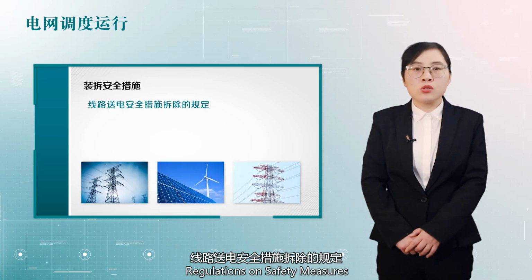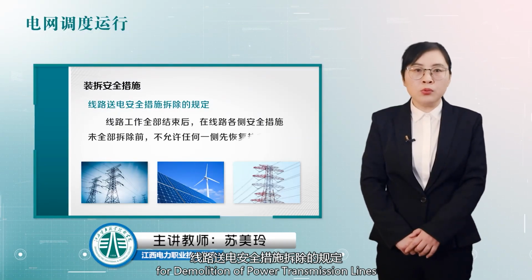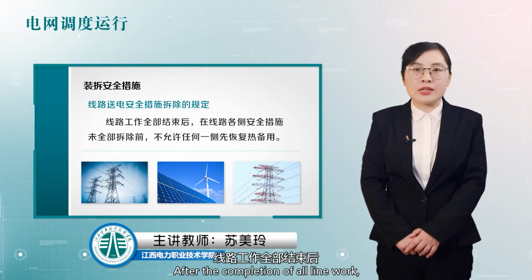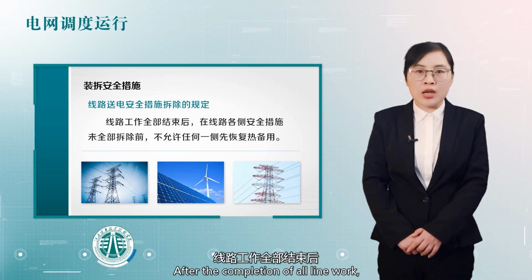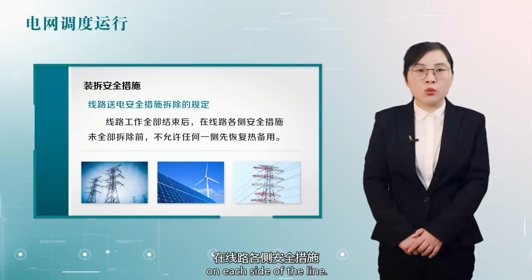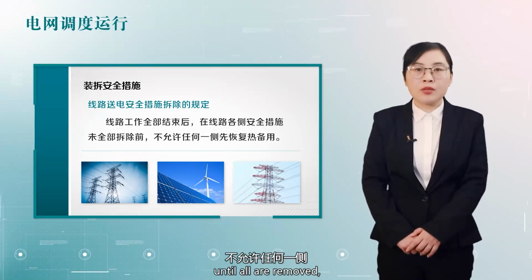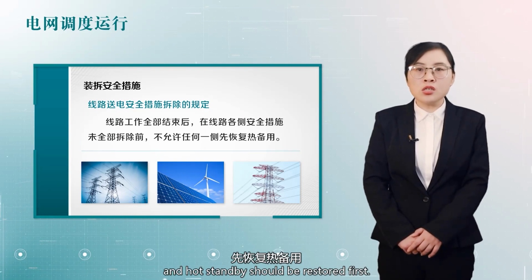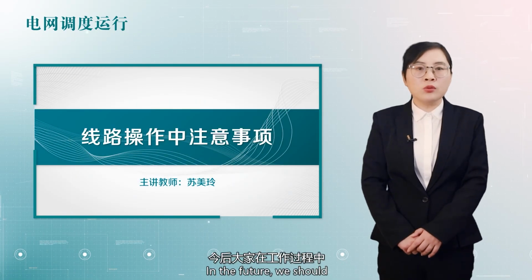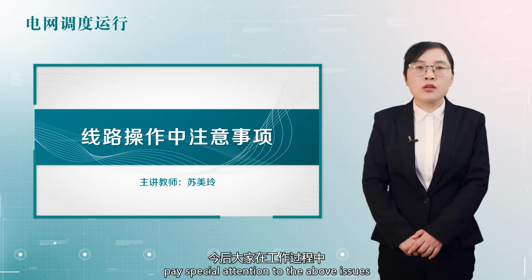Regulations on safety measures for demolition of power transmission lines. After the completion of all line work, safety measures should be taken on each side of the line. No side is allowed until all are removed, and hot standby should be restored first. In the future, we should pay special attention to the above issues.